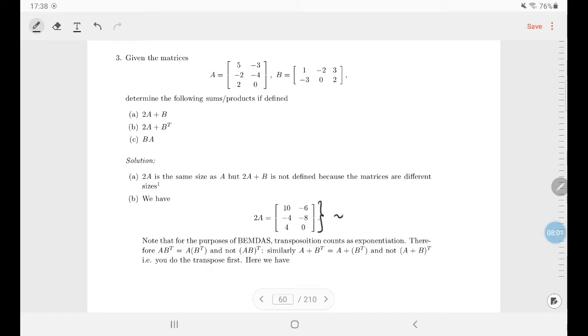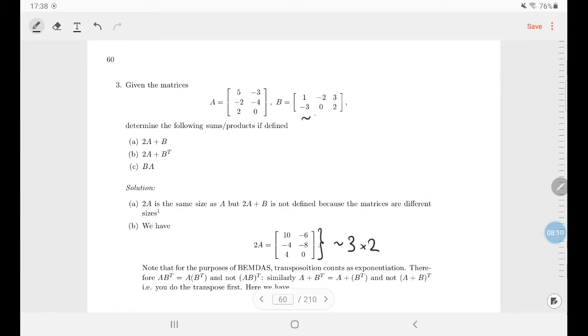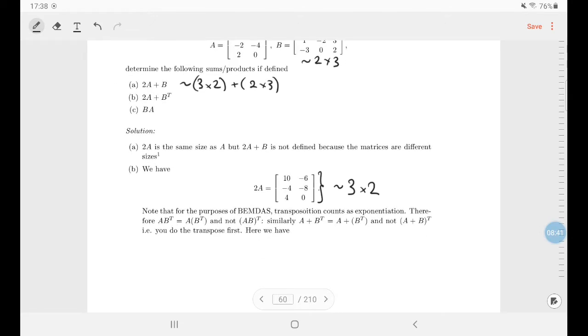So I'm looking at this here. Now look at the size of 2A. It's 3 rows, 2 columns. But B is 2 rows and 3 columns. Now you can multiply them together either way, but you cannot add them. You cannot add 2A, which is a 3 by 2, plus B, which is a 2 by 3. So this is undefined. You can multiply, but you cannot add. So it's written here, 2A is the same size as A, but 2A plus B is not defined because the matrices are different sizes. So the answer is basically just not defined.